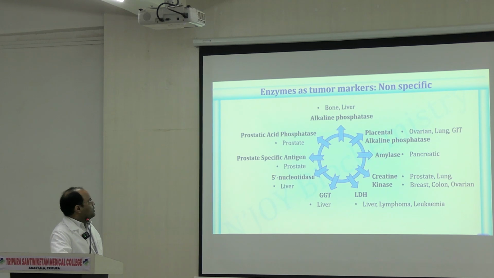So, enzymes as tumor markers. Bone alkaline phosphatase increases in bone disease. Placental alkaline phosphatase is raised in ovarian, lung and GIT cancers. Amylase in pancreatic disease. Creatine kinase in prostate, lung, breast, colon and ovarian cancer. LDH raised in liver, lymphoma, leukemia. GGT in liver. 5'-nucleotidase in liver disease. Prostate: PSA, and again prostate acid phosphatase in prostate disease. Okay, these are tumor markers, not specific markers.